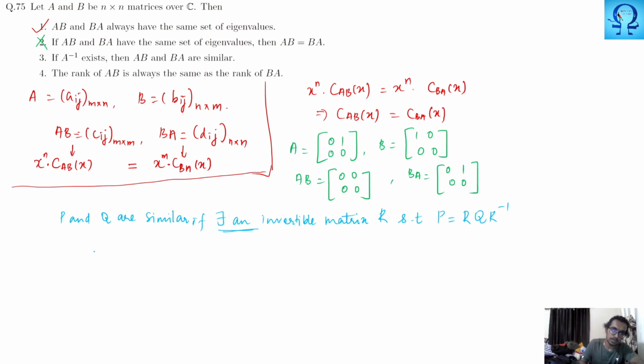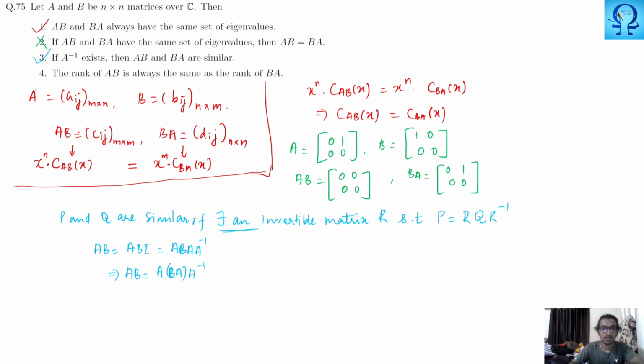So with this idea, AB may be written as A(BA)A inverse, because A is invertible. Multiplying by A inverse gives an identity matrix, right? So this is A(BA)A inverse. If you use the property of associativity, yes, you have this. We are able to identify an invertible matrix, which is nothing but A, such that this is true. Hence, AB and BA are similar.